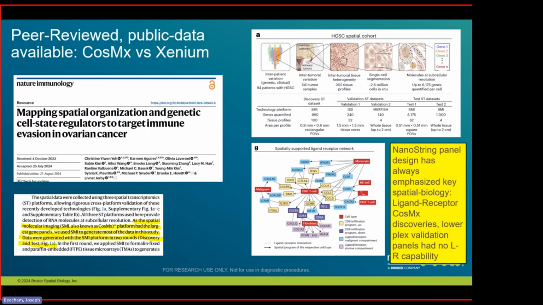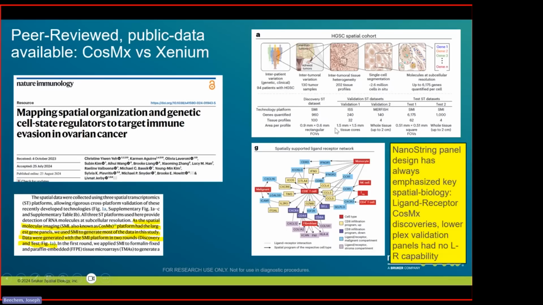This is a recent paper that came out in Nature Immunology. And then look at the unique way it was designed. CosMx SMI was the discovery. They're doing 1,000-plex. They profiled over 100 tissues with that. That was their discovery platform. And what they did is they went back and they validated with low-plex Xenium and relatively low-plex MERFISH.